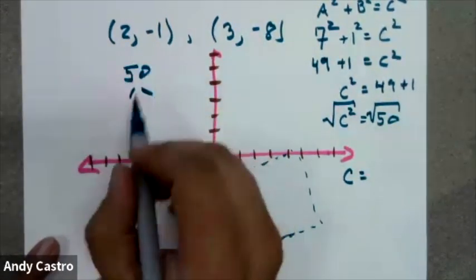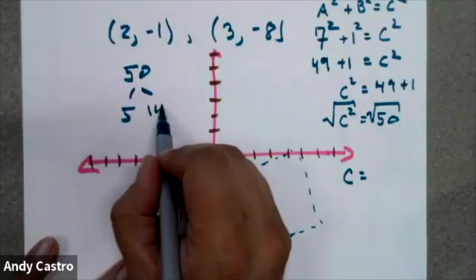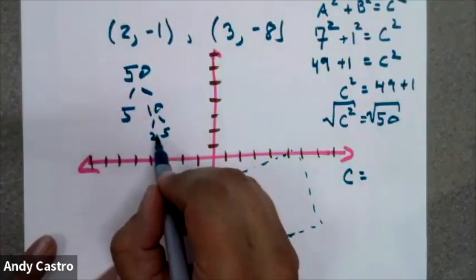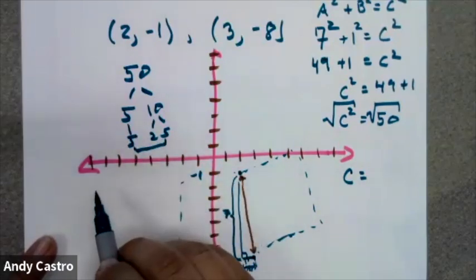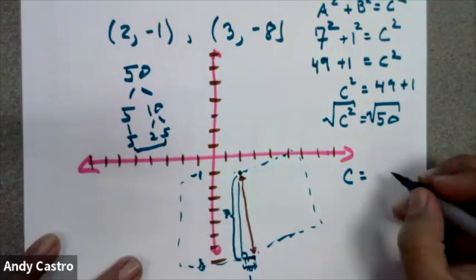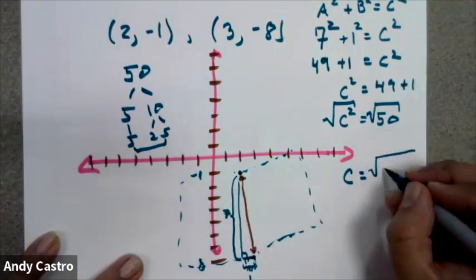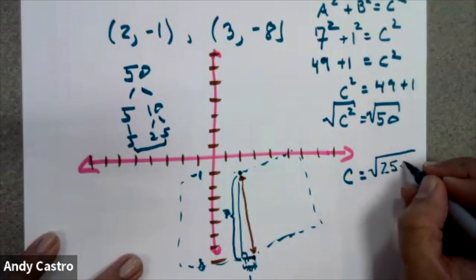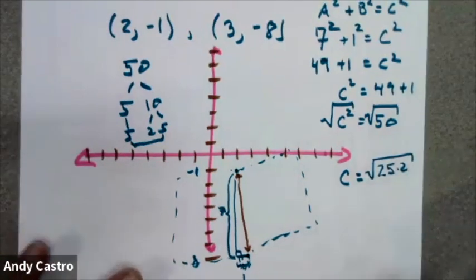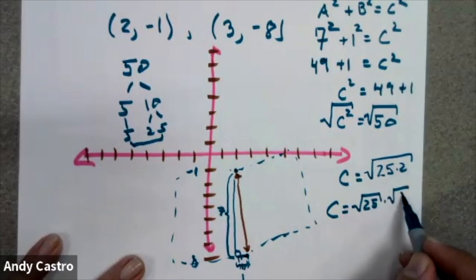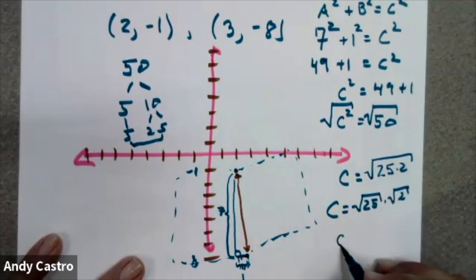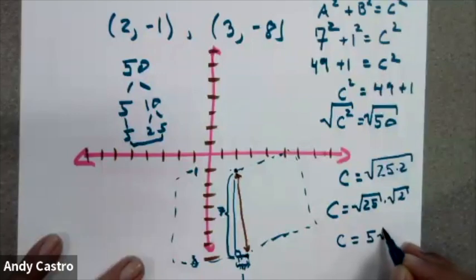50, if I do a factor tree, is 5 and 10. 10 is 2 and 5. So here I see that I have two 5s. 5 times 5 is 25. 25 times 2. So 50 is 25 times 2. And I'm using 25 because it's a perfect square. Now I can split it up. Square root of 25 times the square root of 2. Square root of 25 is 5. C is 5 times the square root of 2.